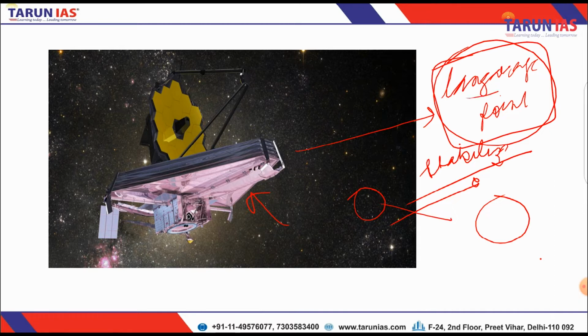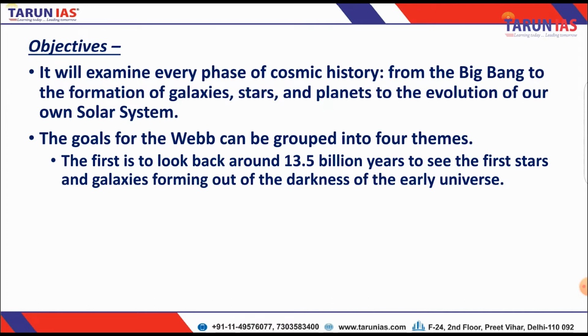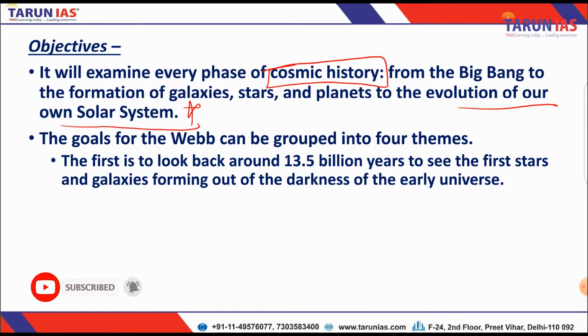All right. So James Webb Telescope is located and it is stabilized in one of the 5 Lagrange points between Earth and the other celestial body like Sun and Moon. Now let's come to the objectives of the James Webb Telescope. Now the first objective of James Webb Telescope is to examine the cosmic history from the Big Bang to the formation of the galaxies, stars and planets to the evolution of our own solar system. Alright, so the objective of the James Webb Telescope is to examine the cosmic history.